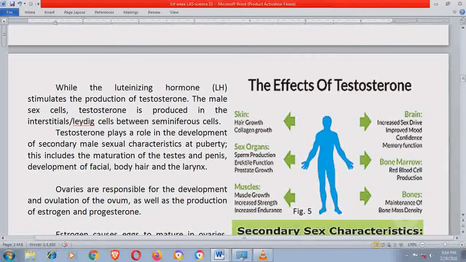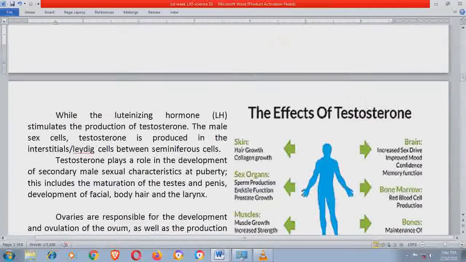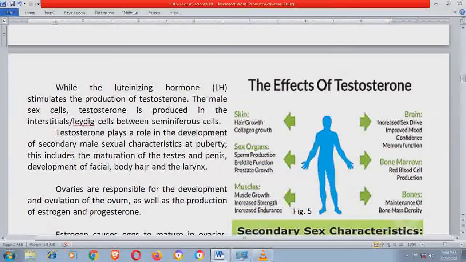Medyo ma-info na masyado kung papasukin pa natin yung loob ng testis. Testosterone plays a role in the development of secondary male sexual characteristics at puberty. So, siguro nagtataka yung mga estudyante natin, bakit nagbabago yung kanilang itsura, no, pag nagbibinata. So, dahil yan sa tinatawag natin na testosterone. Sa lalaki, ha? Sa lalaki. So, ito yung mga pagbabago. Includes the maturation of the testes and penis, development of facial, body hair, and larynx.